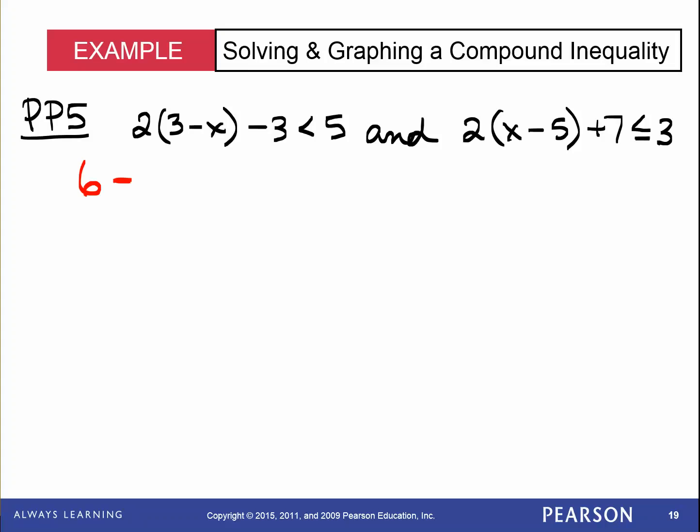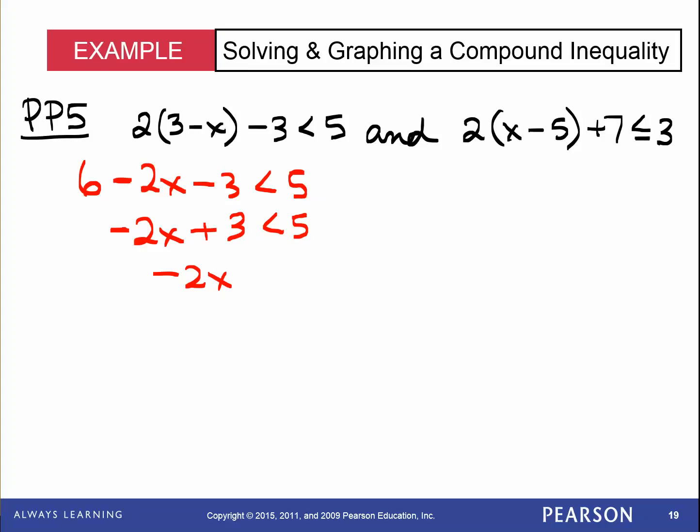Alright, distributing the 2, and again, got to work with me here. Keep up if you can. Like terms, 6 minus 3 is a 3 as well, so how about a plus 3 on that side? Let's see, subtract 3 from both sides gives you negative 2x less than 2. Divide through by negative 2. Everybody okay with x greater than negative 1?